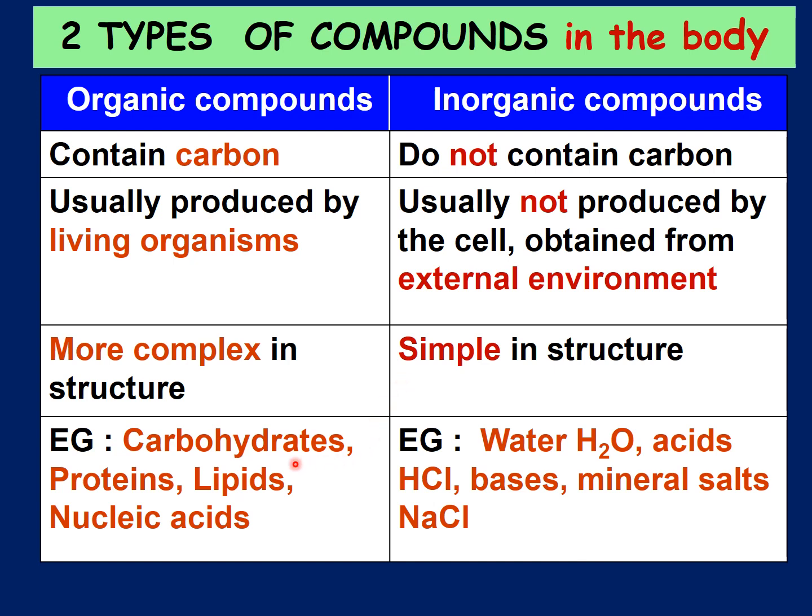Examples of organic compounds which we will study in this Chapter 4 are carbohydrates, proteins, lipids, and nucleic acids. Examples of inorganic compounds are water, acids, bases, and mineral salts, such as sodium chloride. They all do not contain carbon.